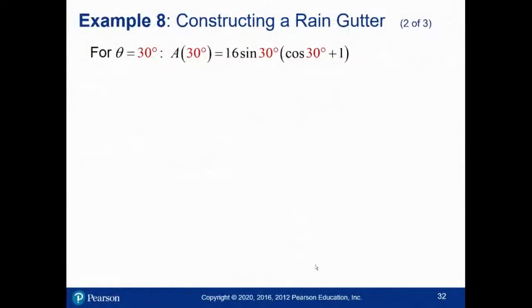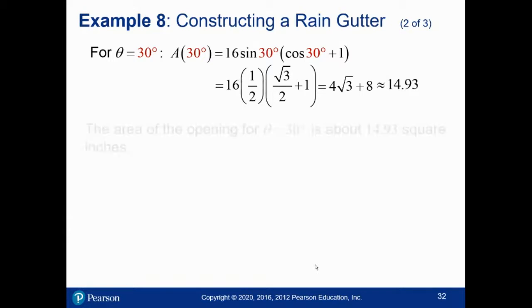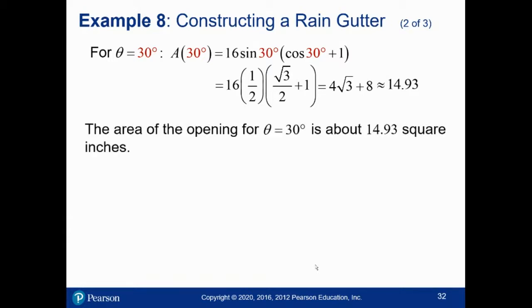If you plug in 30 degrees, we know the sine of 30 degrees is a half, and the cosine of 30 degrees is root 3 over 2. If you start distributing your 16 across all these fractions, it's approximately 14.93 square inches, assuming this was measured in inches. It was.